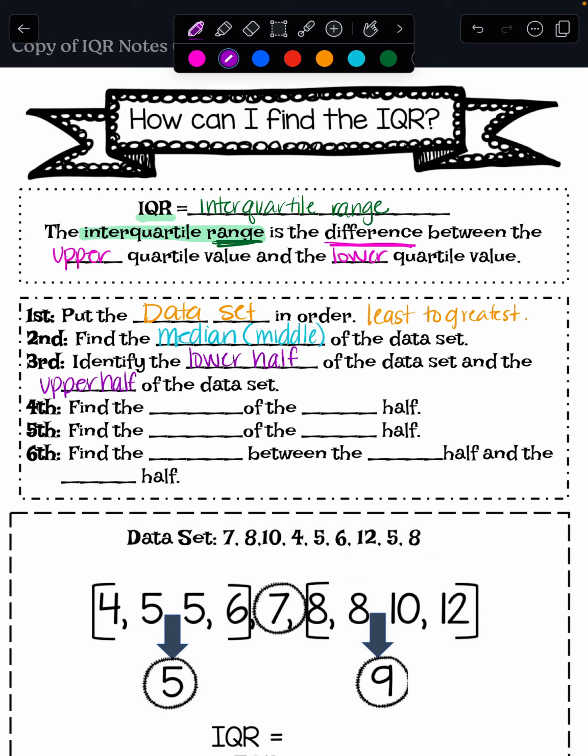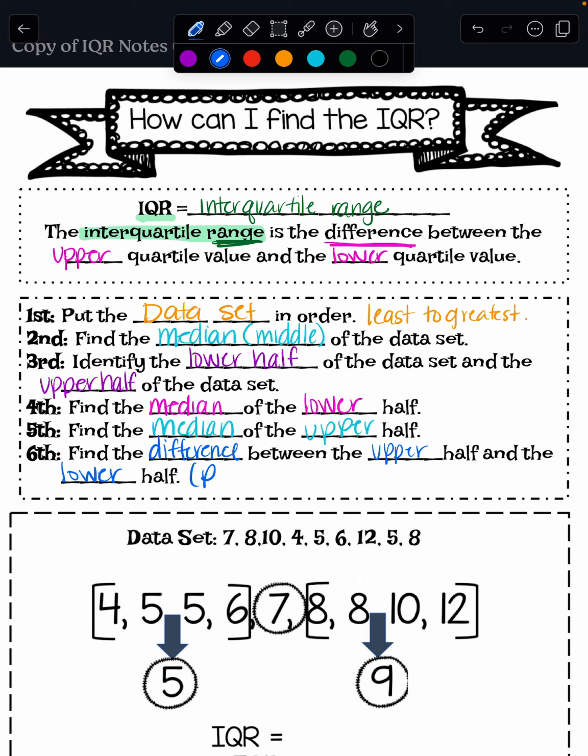Then we are going to find the median, and again, median means middle, of the lower half, and the median of the upper half. So when we cut it in half down the middle of our data set, we have the lower half and the upper half. Then we're going to find the middle of the small numbers and then the middle of the big numbers. And then after that, we're going to find the difference. And difference means what? Subtraction between the upper half and the lower half.